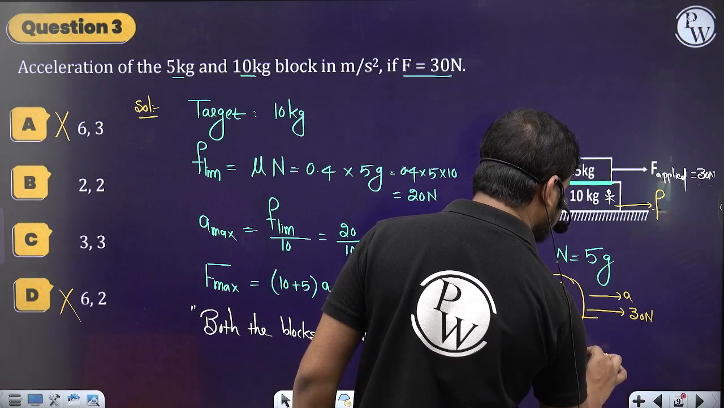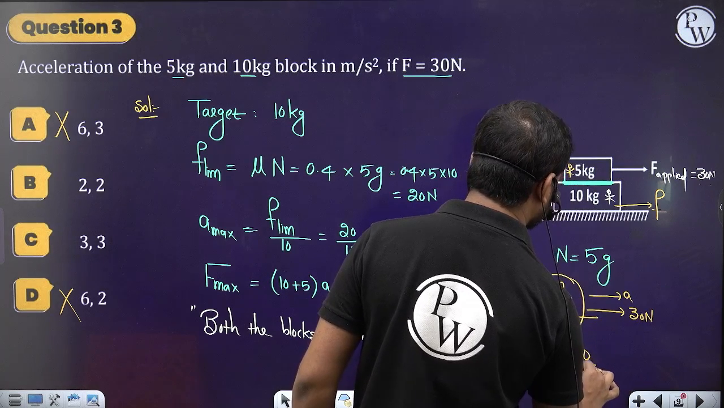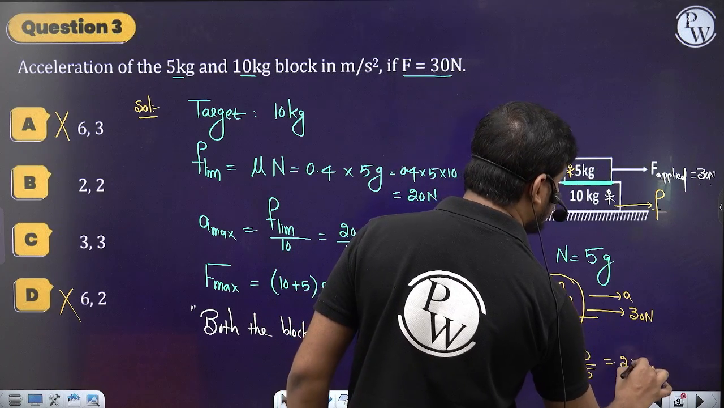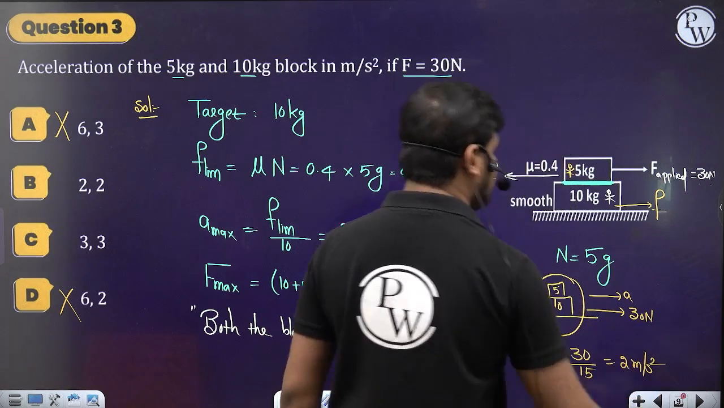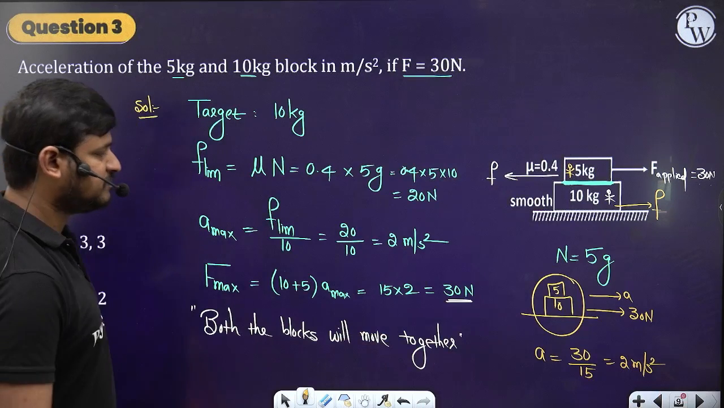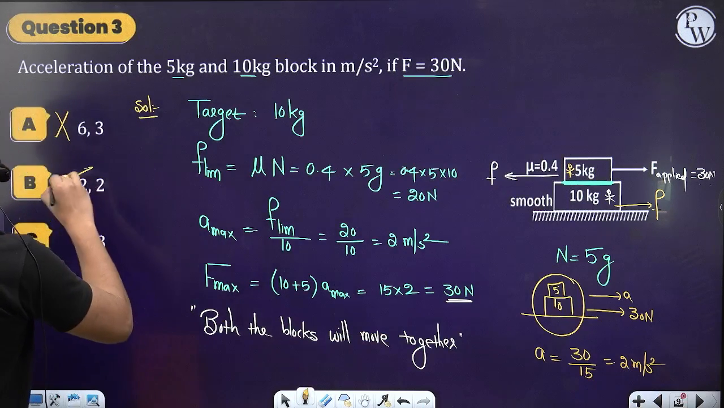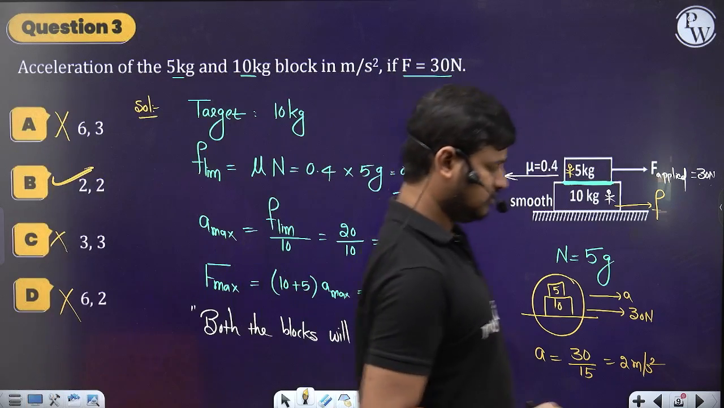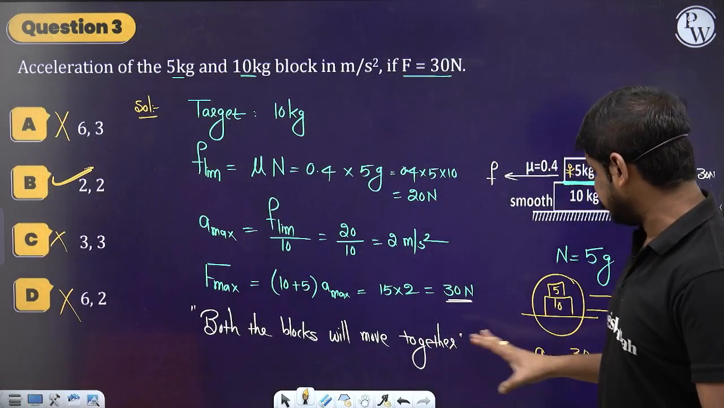So that acceleration is equal to the net force, which is 30 newtons, divided by the net mass. What is the net mass? 15, 10 plus 5. So it is equal to 2 meter per second square. That means both the blocks will move with an acceleration of 2 meter per second square.